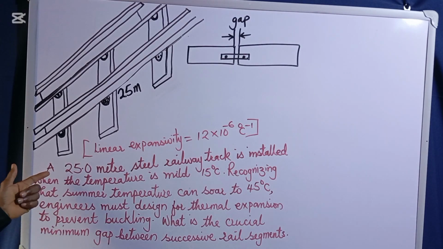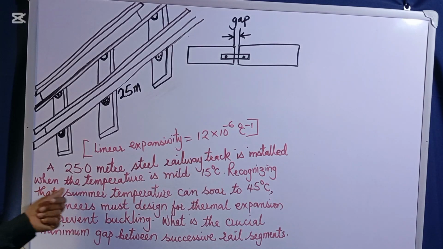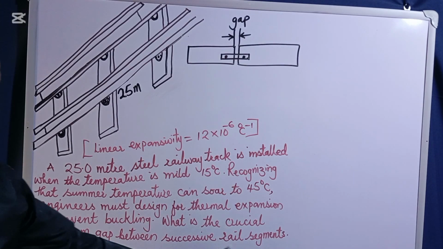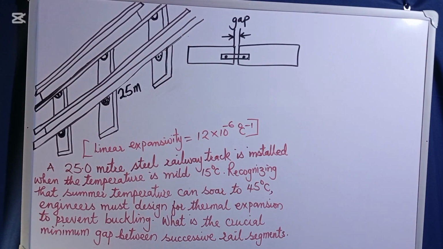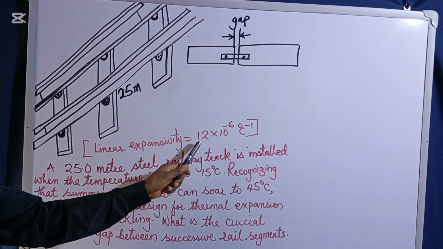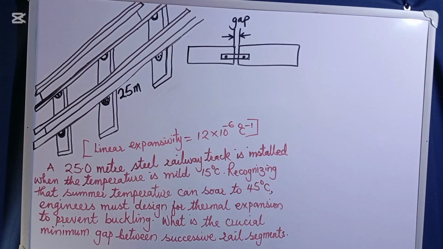Now let's look at this question. A 25-meter steel railway track is installed when the temperature is mild 15 degrees Celsius. Recognizing that summer temperature can soar to 45 degrees Celsius, engineers must design for thermal expansion to prevent buckling. What is the crucial minimal gap between successive railway segments? So, when you are given that the linear expansivity of steel is 12 times 10 raised to the power negative 6 per degree Celsius.